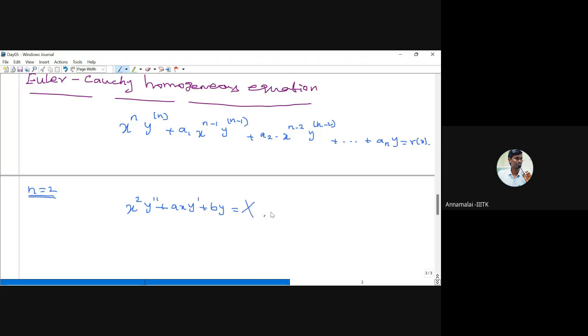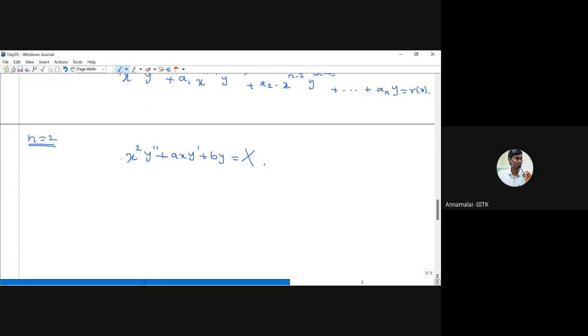Now, how to find the solution? Maybe I can directly write: you have to substitute x equal to e power t. So what is dx? If you differentiate, okay, anyway, what is t from this? Just take the log on both sides, you will get t. Therefore t equal to log x.